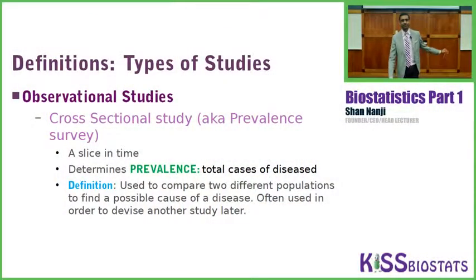Cross-sectional study is also known as a prevalence survey. It's a slice in time. Cross-sectional study determines prevalence. Excellent. It's used to compare 2 different populations to try and find a possible cause of a disease in order to devise another study later.